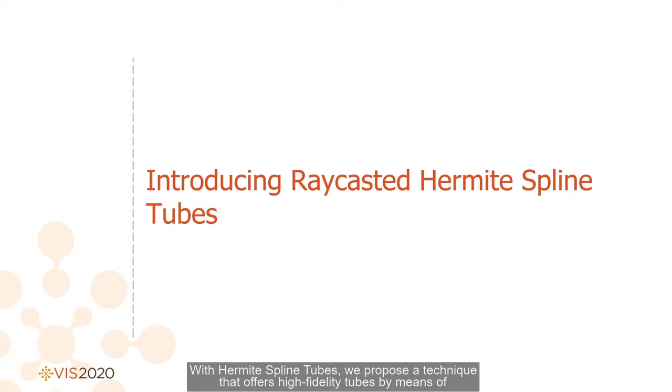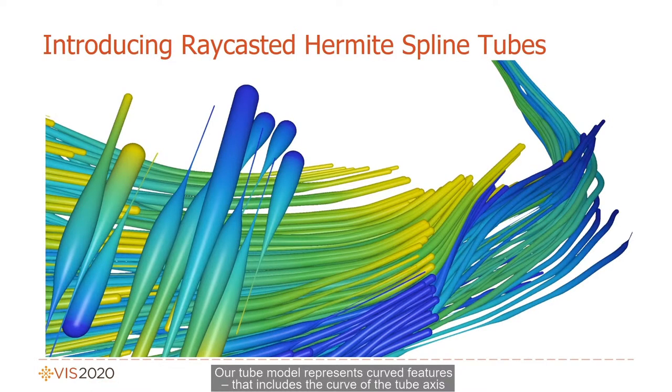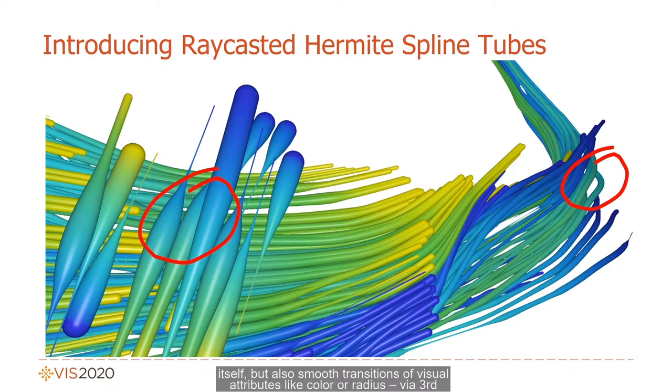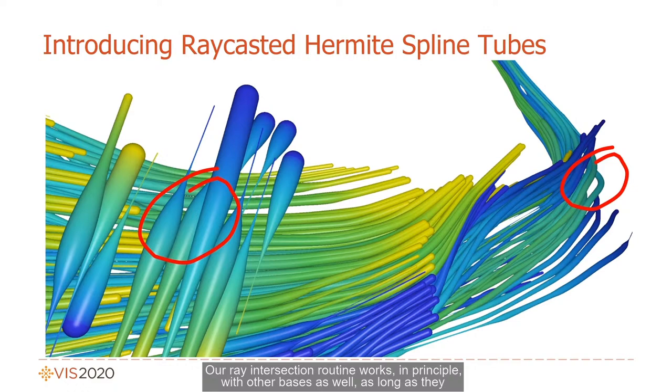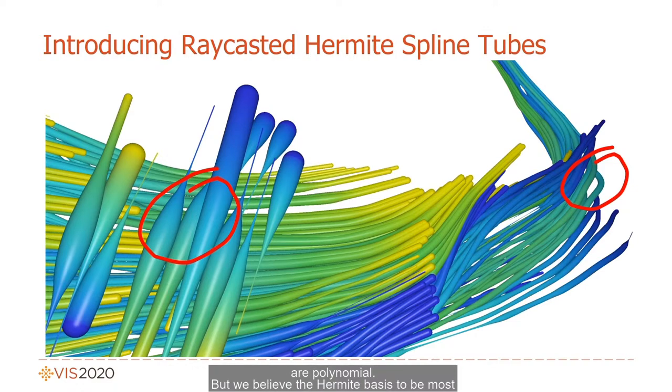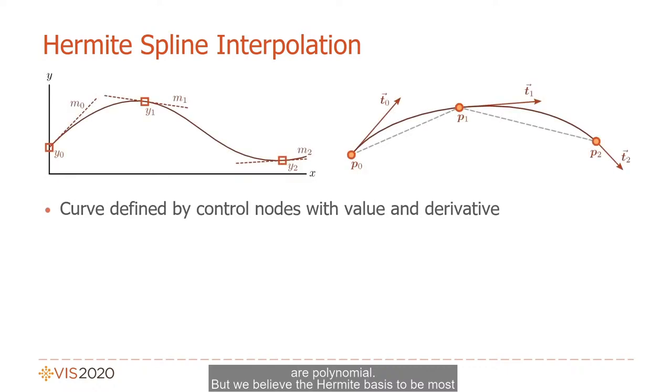With Hermite spline tubes, we propose a technique that offers high fidelity tubes by means of a higher order surface description, greatly reducing the required sampling rate. And as we will show later, they can be efficiently raycasted on modern GPUs. Our tube model represents curved features that includes the curve of the tube axis itself, but also smooth transitions of visual attributes like color or radius via third-degree polynomials defined in the Hermite basis. Our ray-intersection routine works in principle with other bases as well, as long as they are polynomial. But we believe the Hermite basis to be the most interesting for visualization, for the following reasons.